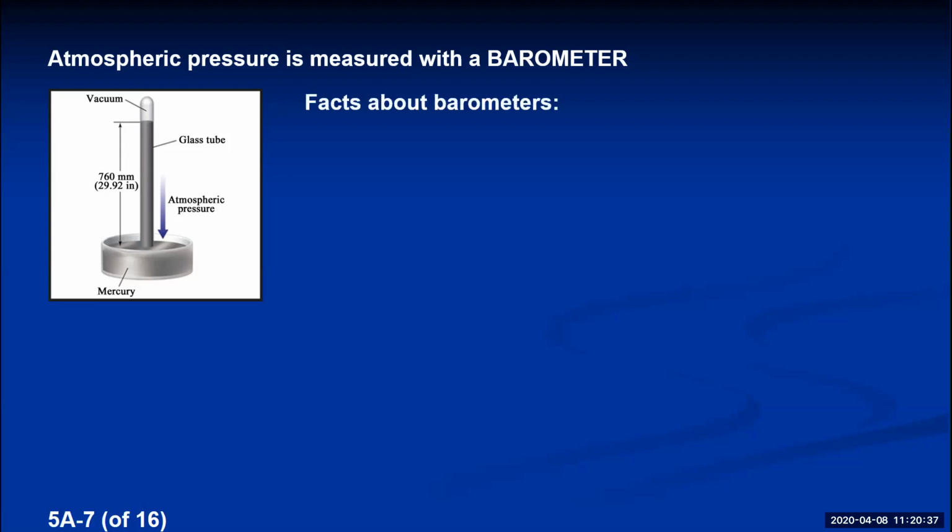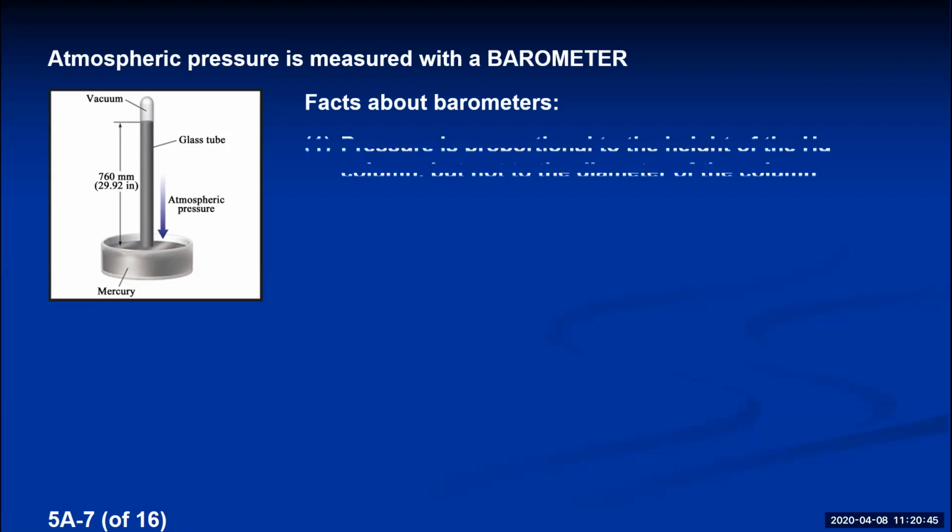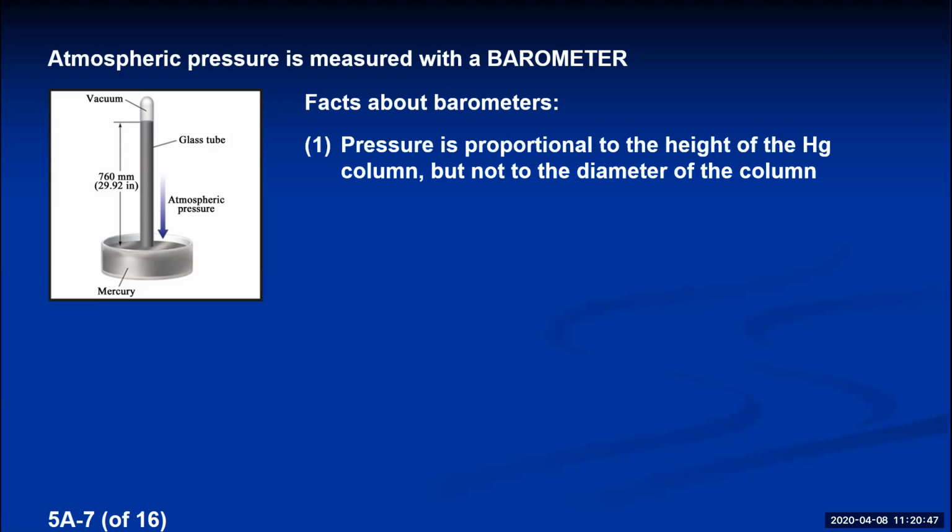Now, some facts about barometers, okay? First, it doesn't matter how thick that glass tube is that you're putting in the inverted beaker. So the pressure of a gas that's measured with a barometer is proportional to the height of the mercury column, but not to the diameter of the mercury column. And if you're a fan of mathematics, let me show you why that is, okay?